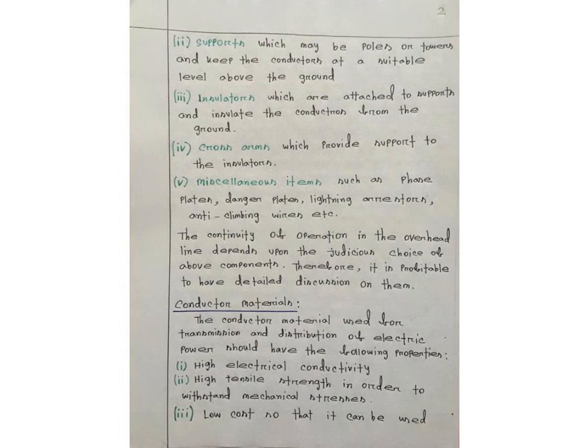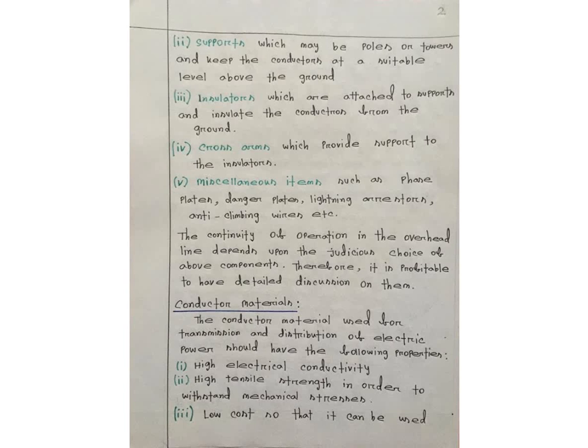Cross arm, it is also used for support. And miscellaneous item means we use many different types of items under this main term. So it is lightning arrestor, stanchion plate, stage. So this is miscellaneous item.